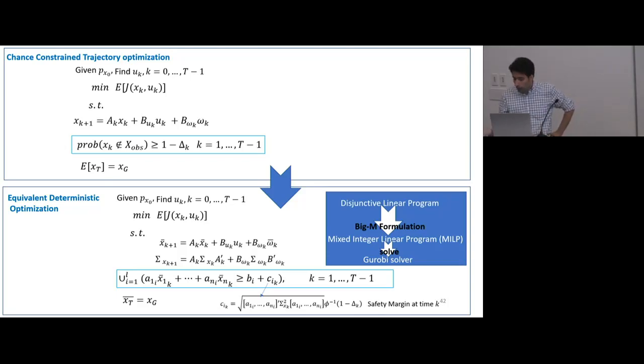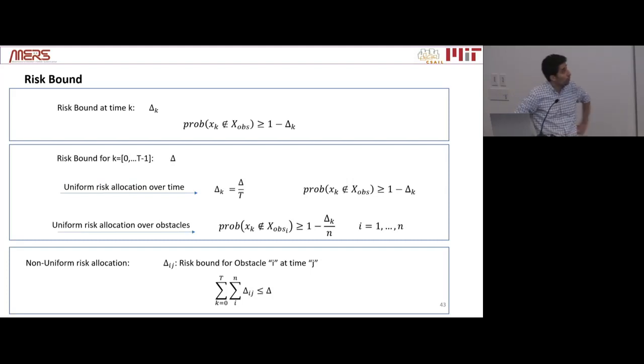Okay, so here I assume that we know delta k, the risk at time k, but usually we are given a risk bound for a whole mission. We are given delta for a whole mission, and to find the delta k's, the risk bounds for each time k, one option is to uniformly allocate risk between different time steps by dividing delta by T, which is the number of steps for a whole mission. And if we have multiple obstacles, we can again uniformly allocate risk between the obstacles by dividing delta k by N, where N is the number of obstacles.